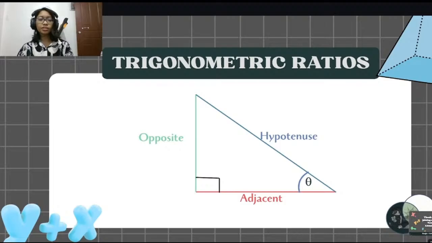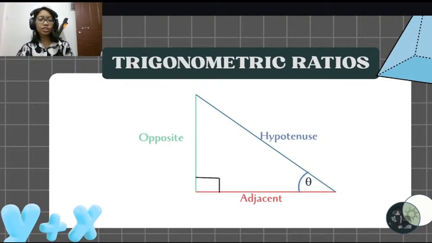These are ratios that compare the sides of a right triangle based on a given angle. We only use these ratios for right triangles, and we always focus on one acute angle at a time. Before using trigonometric ratios, we must identify the parts of the triangle. The hypotenuse is the longest side and is always opposite the right angle. The opposite side and the adjacent side depend on the angle we are focusing on.